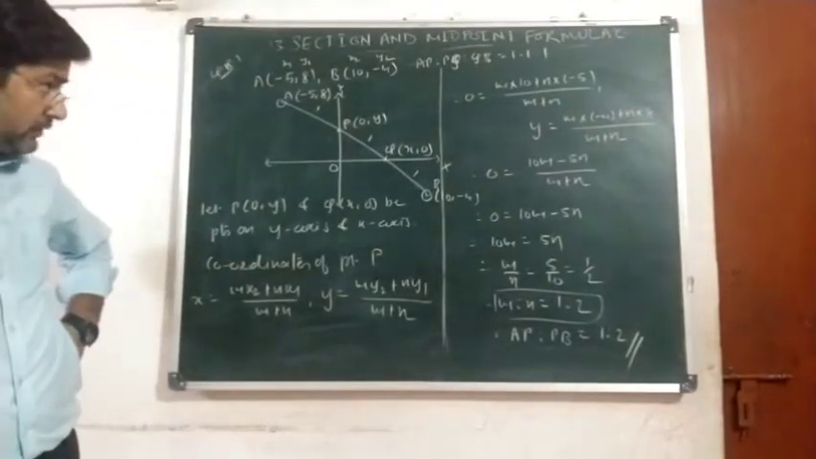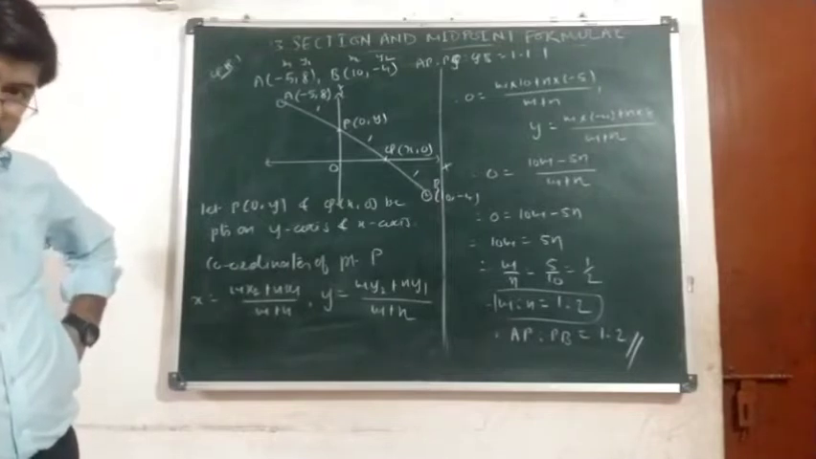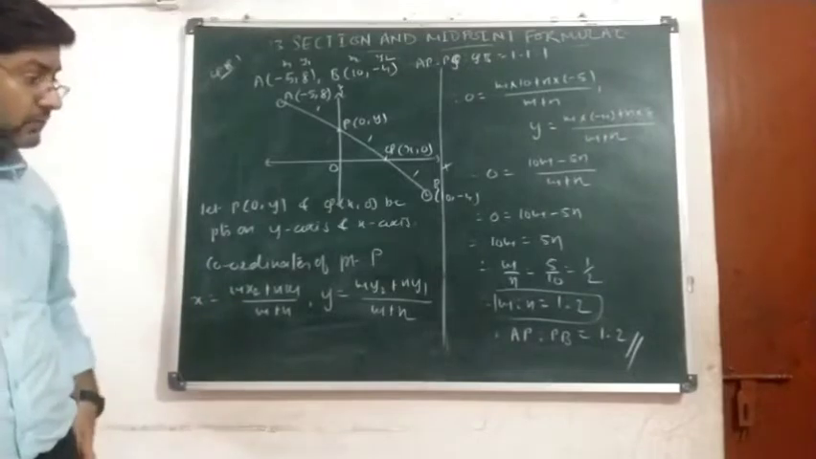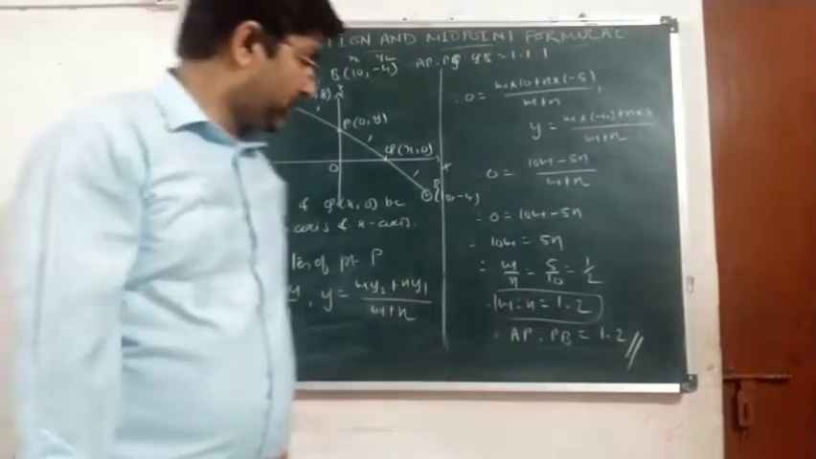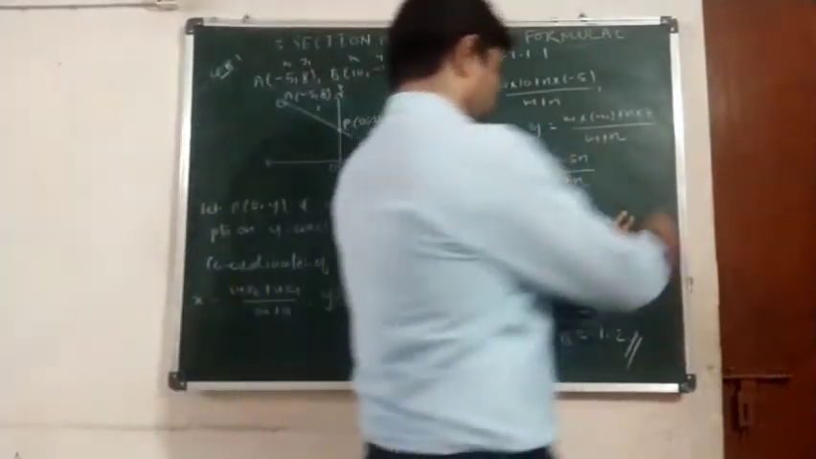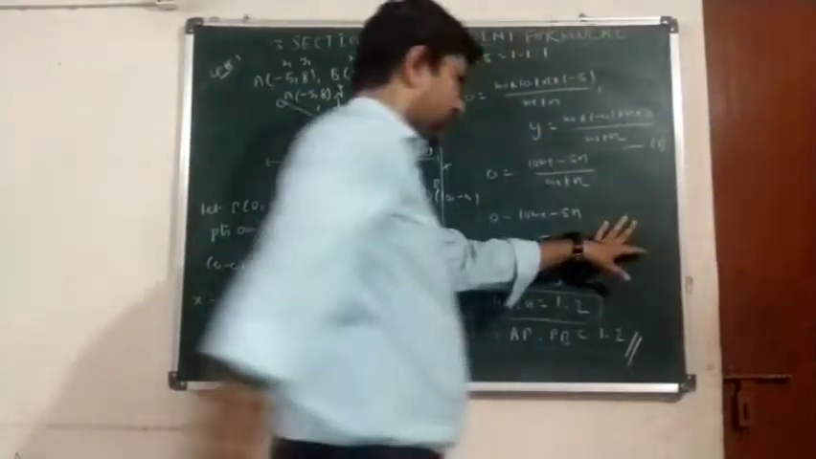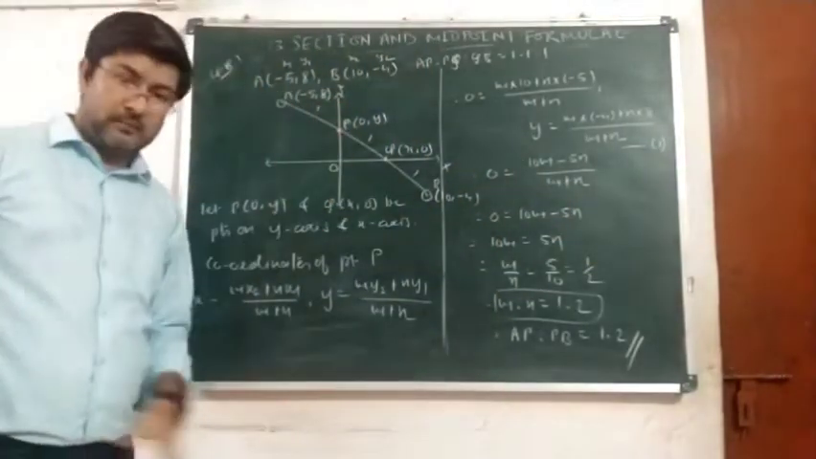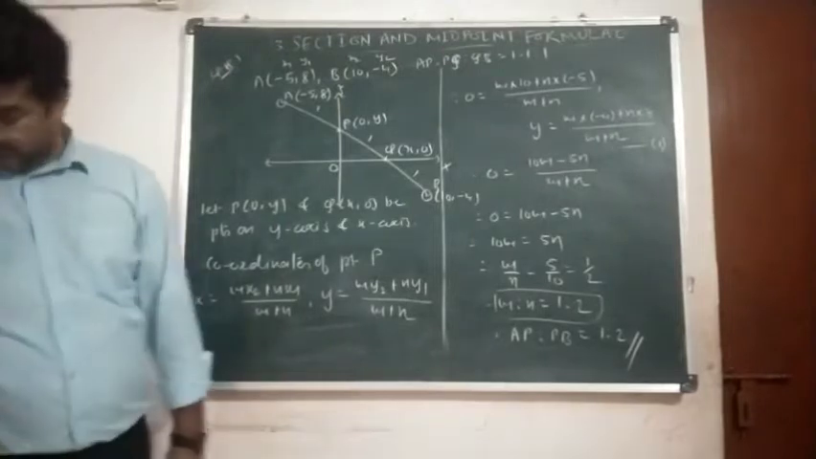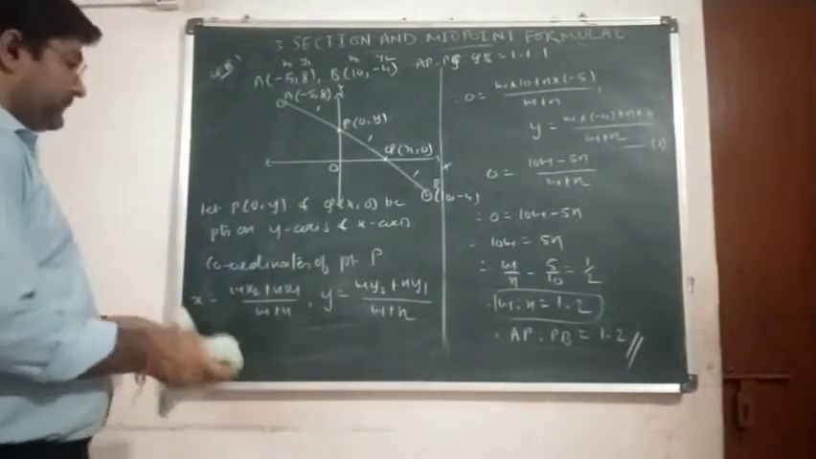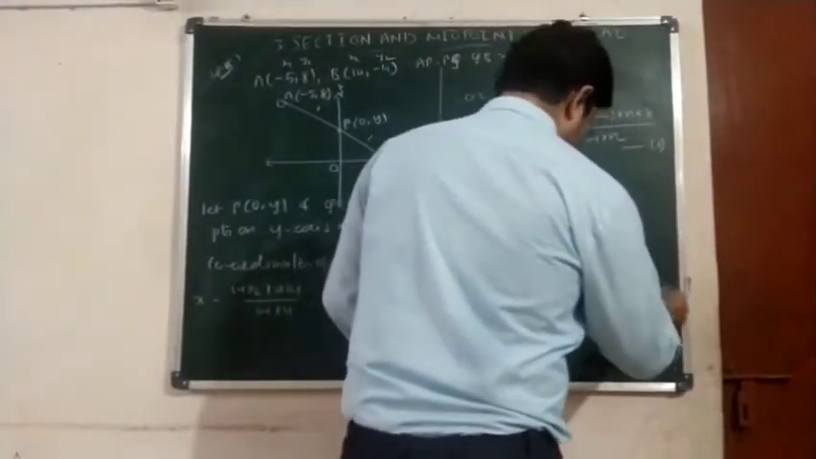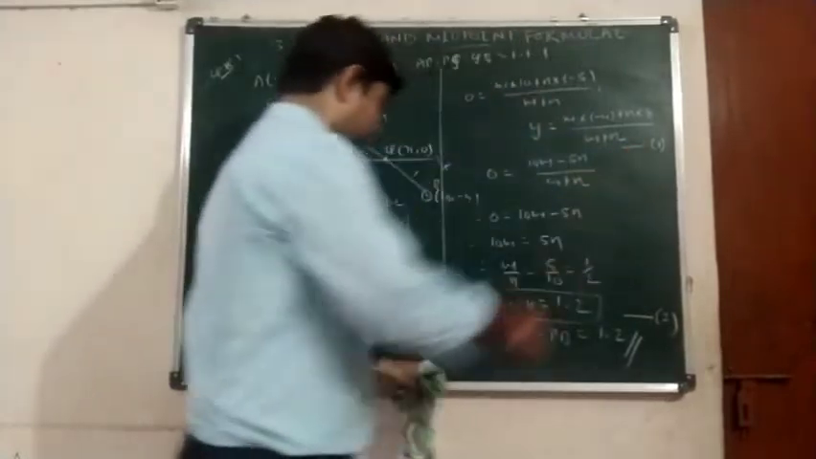Now we will find AQ is to QB. Yes or no? Before finding AQ is to QB, we can substitute the values of m and n here. Let us number this as equation number 1, so that we will obtain the coordinates of point P parallelly. Clear? This is result number 2, and this is 1.